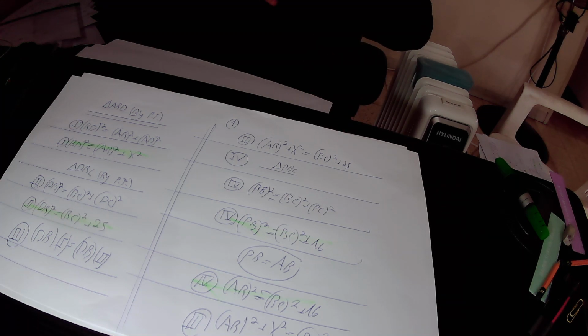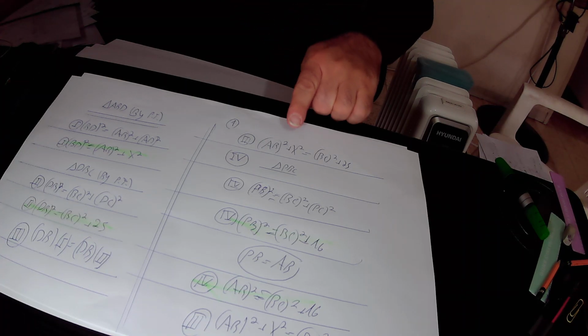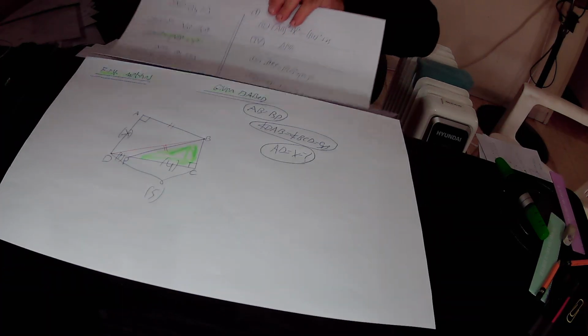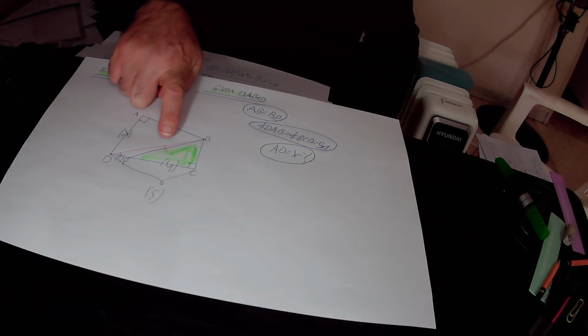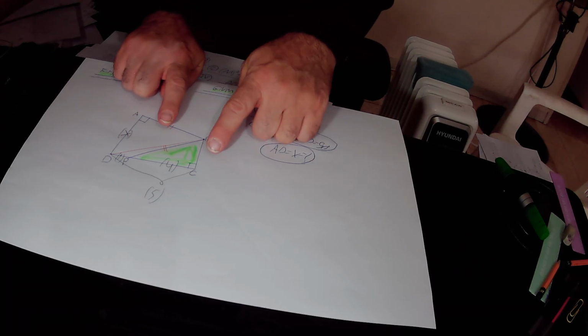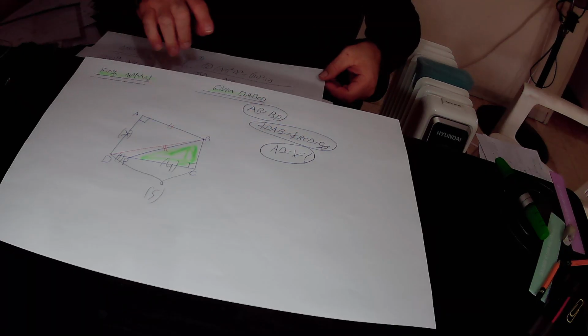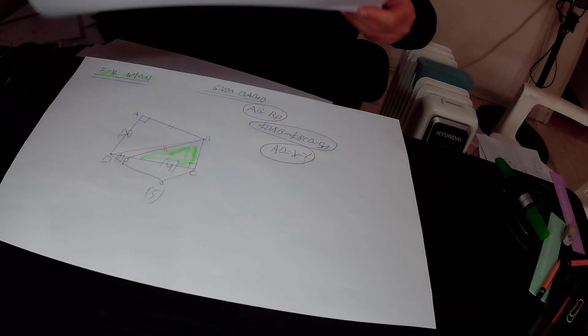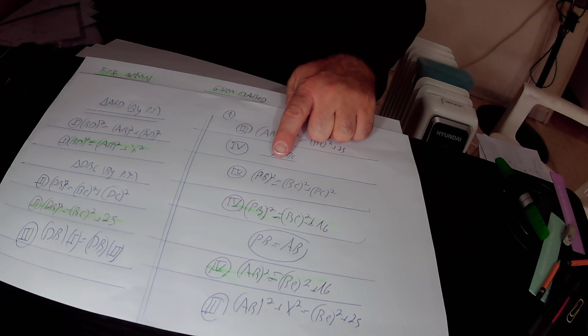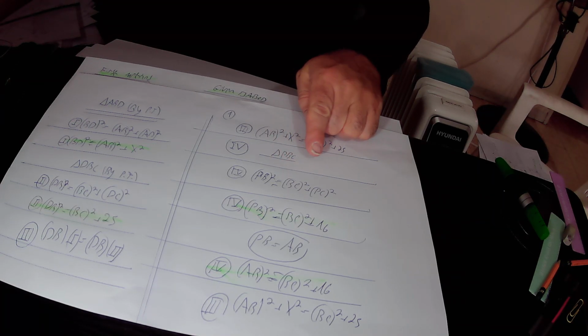In the next step, we created equation 4 by applying the Pythagoras theorem on the right green triangle PBC. This is the right green triangle PBC. According to the Pythagoras theorem, on this right triangle PBC, PB squared, that is the square of the hypotenuse, equals BC squared plus PC squared.